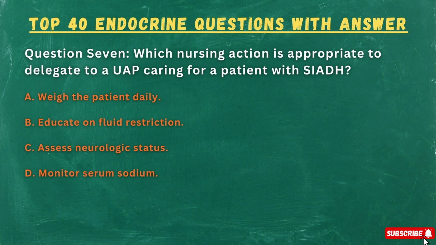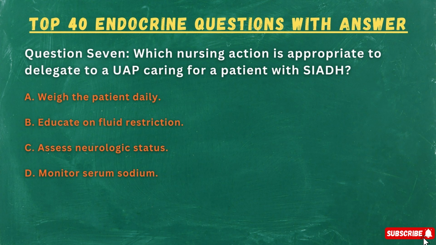Question 14. Which condition is characterized by hypersecretion of cortisol? A. Addison's disease. B. Cushing syndrome. C. Graves' disease. D. Hypoparathyroidism. Answer: B. Cushing syndrome.